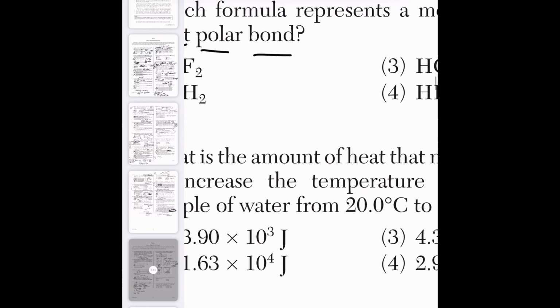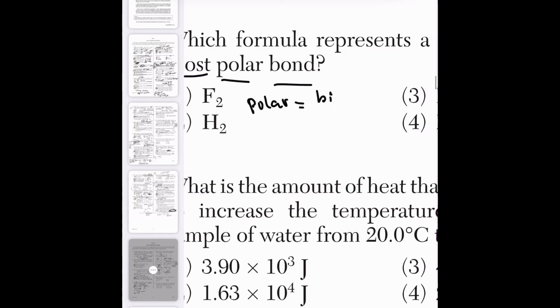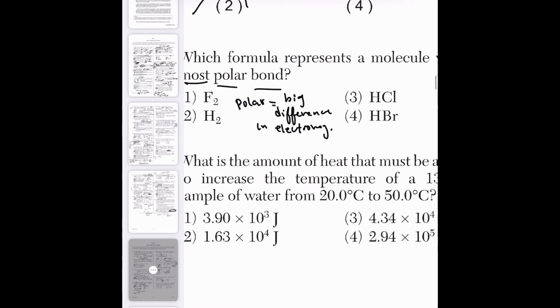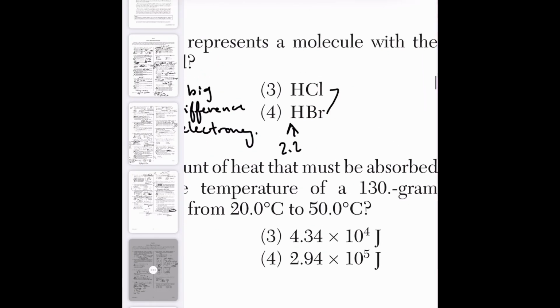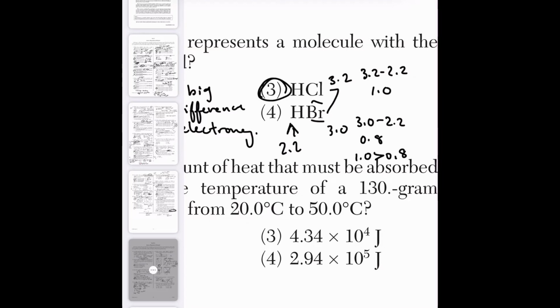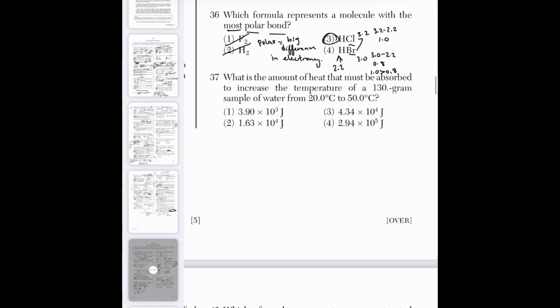Most polar bond. Polar, big difference in electronegativity. You can look on Table S to find the electronegativities. Hydrogen is 2.2. So you just have to find the bigger of Cl and Br. Cl is 3.2, Br is 3.0. 3.2 minus 2.2 is 1.0. 3.0 minus 2.2 is 0.8. 1.0 is greater than 0.8. So HCl would have the most polar bond out of these four.